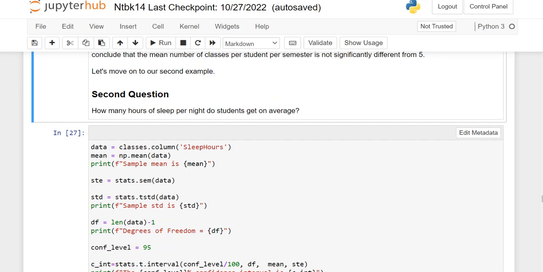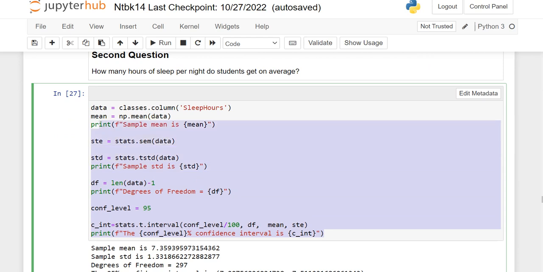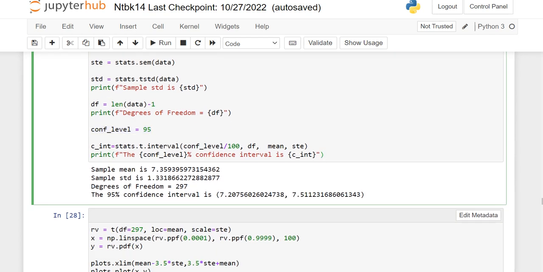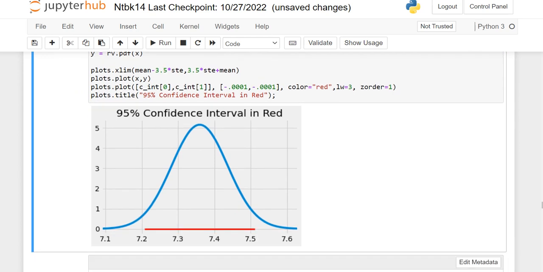So second question, how many hours of sleep do students get on average? Notice what they've done. This is the exact same code block as above. It was just copy pasted down with what change? Well, they switched to sleep hours. So they're recreating this data array, and they're calculating the same things as before: the mean, the standard error, the degrees of freedom, and they're giving it a confidence level of 95. And when you run that, again, they're showing us the confidence interval in red.